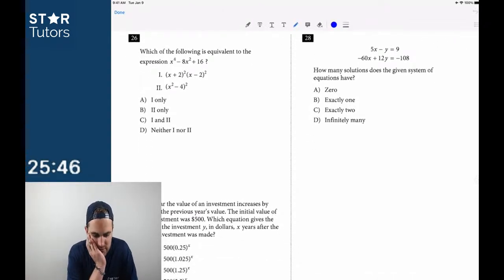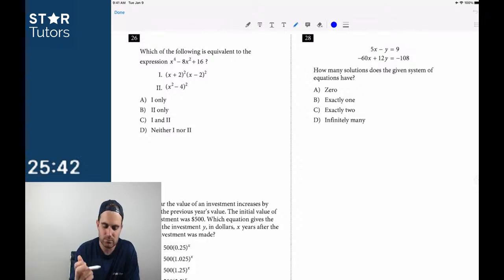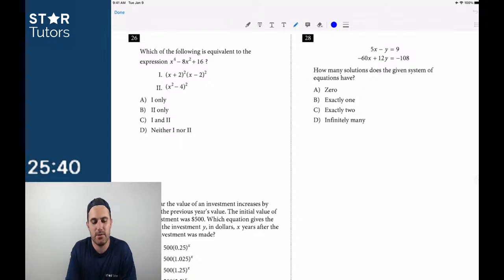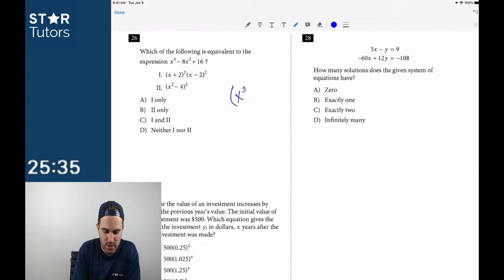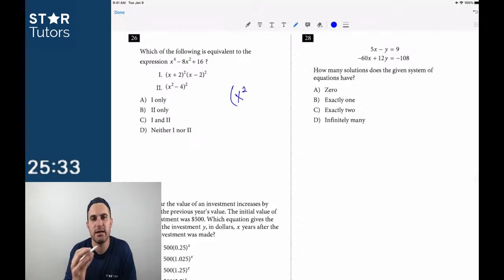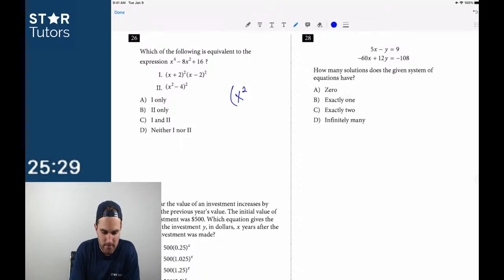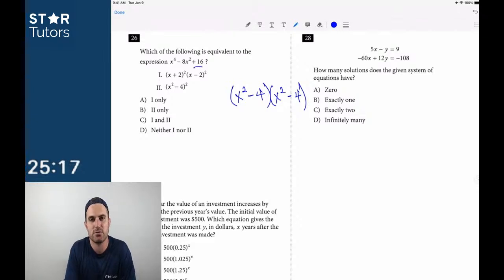Which of the following is equivalent to the expression x to the 4th minus 8x squared plus 16? This one, everybody, this one should be pretty straightforward too, right? If we do this out, we should get x squared, right? This is just like if you factor a polynomial. You get x squared minus 4, right, times x squared minus 4. Okay, because negative 4 times negative 4 is positive 16. Negative 4x squared plus negative 4x squared is negative 8x squared.